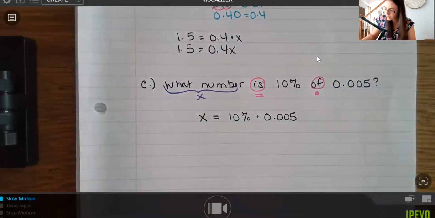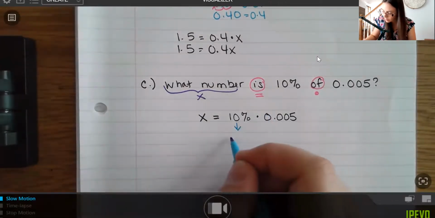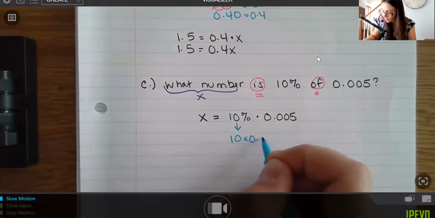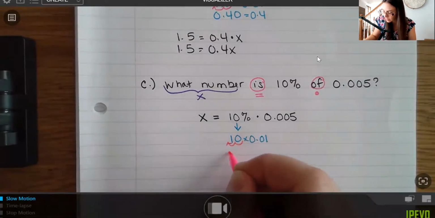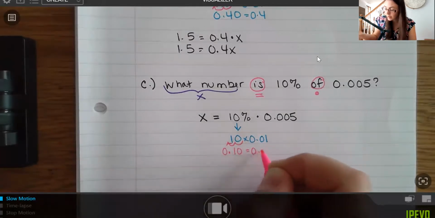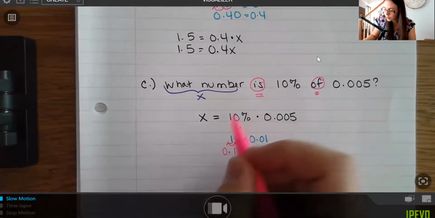And just like before, I am going to convert that 10% over. So we're technically multiplying by 1/100th, which means you're moving that decimal point 2 spots to the left here. Now, again, as you get more comfortable, sometimes students will just do it right here.